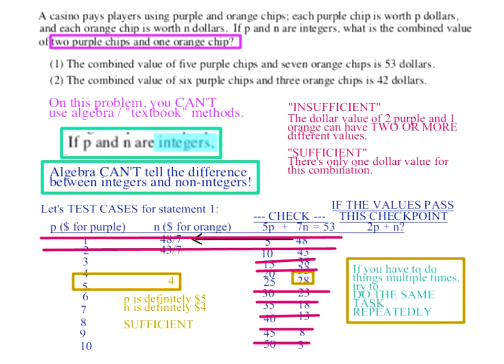There we go. If we try statement 2, we don't have to test cases because this is a special relationship. So this is where you've got to be playing heads up ball here. For statement 2, the question is not asking for N and P. The question is asking for 2P plus N. Not P and N.